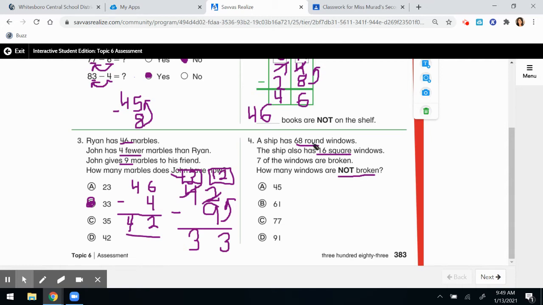So my very first step is to find out how many windows there are in all. So that means I need to first add 68 plus 16. 68, sorry for my handwriting, plus 16. That looks like a B. It's 68.